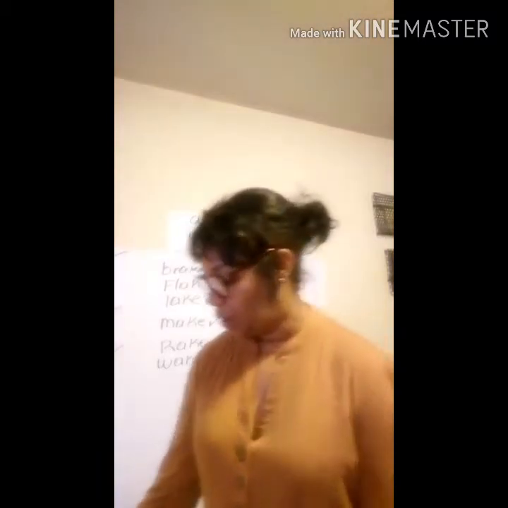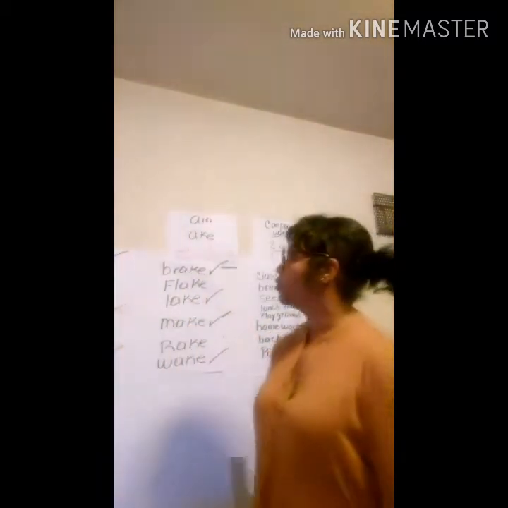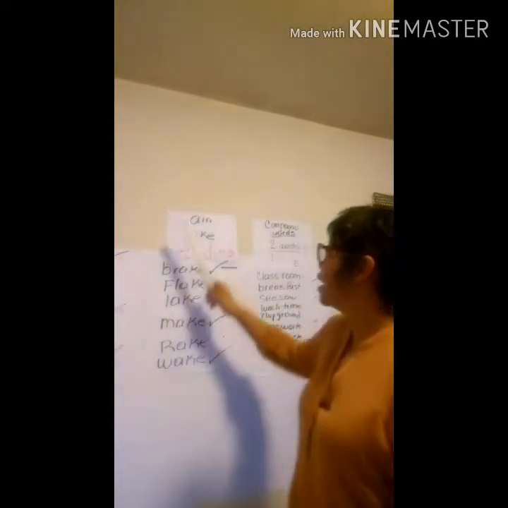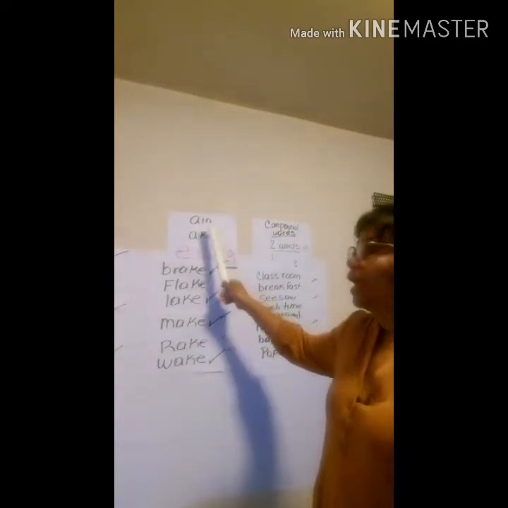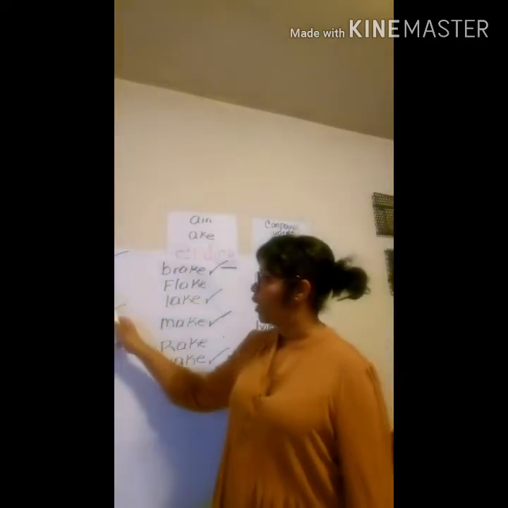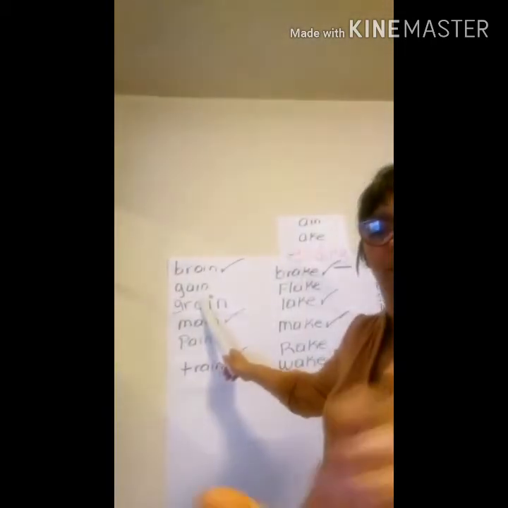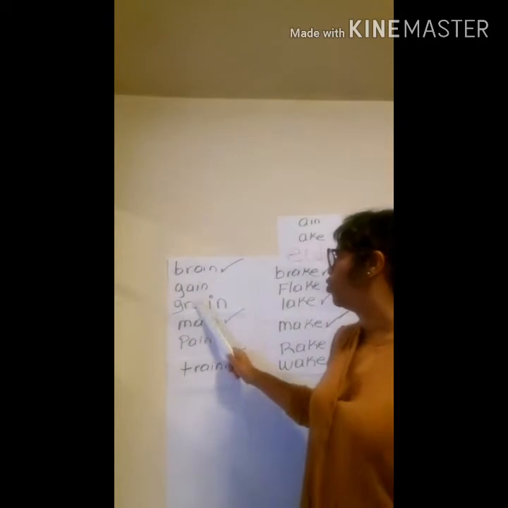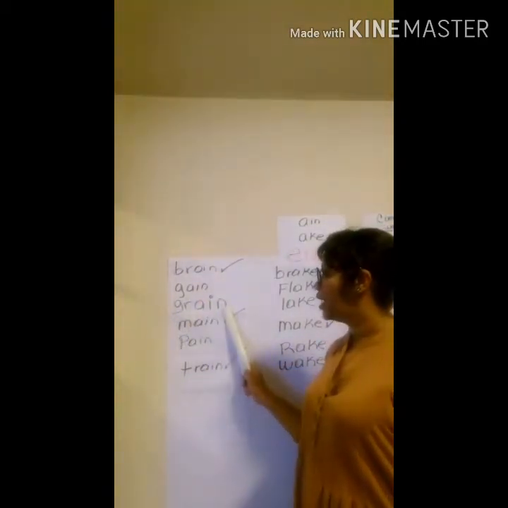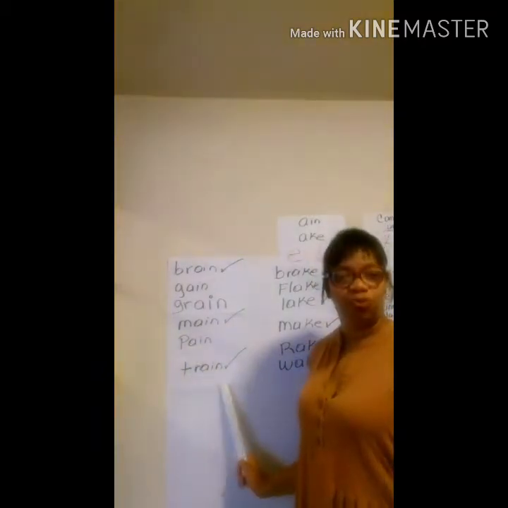Okay, good. Now let's get started with our grammar class. We are going to see all these nouns that we have here that have the A-I-N ending and the A-K-E ending. Let's get started with these. We have brain, gain. Let me help you with this a little bit. Let me fix it up. Okay, I'm going to start over. Brain, gain, grain, main, pain, and train.